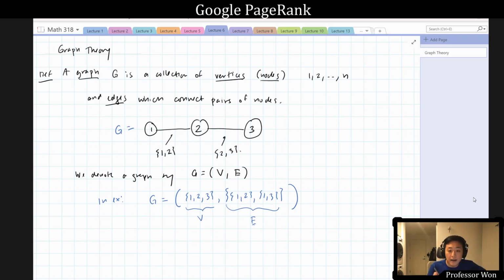Okay, now to a graph, we can also associate a matrix. To any graph G, we associate the adjacency matrix, which is an extremely important matrix.